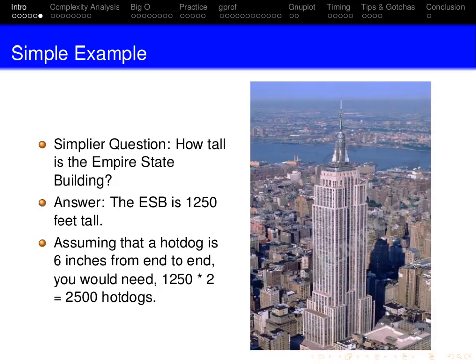So that's a good way to estimate. All right, so is it actually 2,500 hot dogs tall? No. Probably not. Maybe. Well, if you have foot-long hot dogs, it's not. But it's a good estimation, right? And that's what we're trying to point out when we do performance analysis, and analytically at least. We're just estimating here.